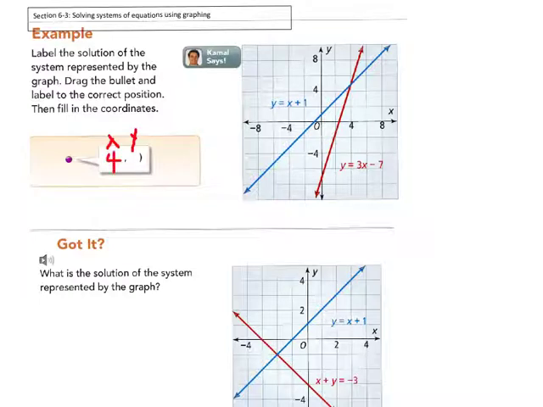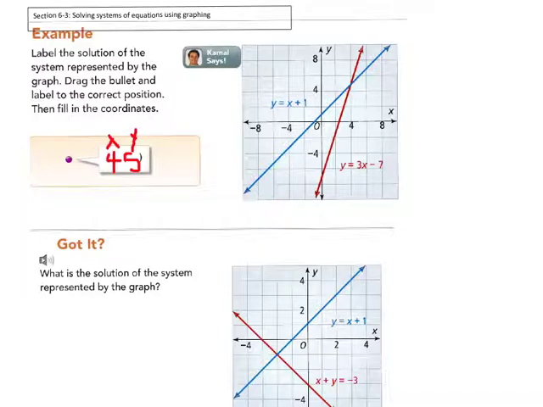And then we have to follow it over to the y-axis as well to find the y value. If you can see that there, it's in between this line and this line. So this is 4 and this is 6. Right in the middle is 5. So the y value is 5. And our answer, our solution, is the point (4, 5).